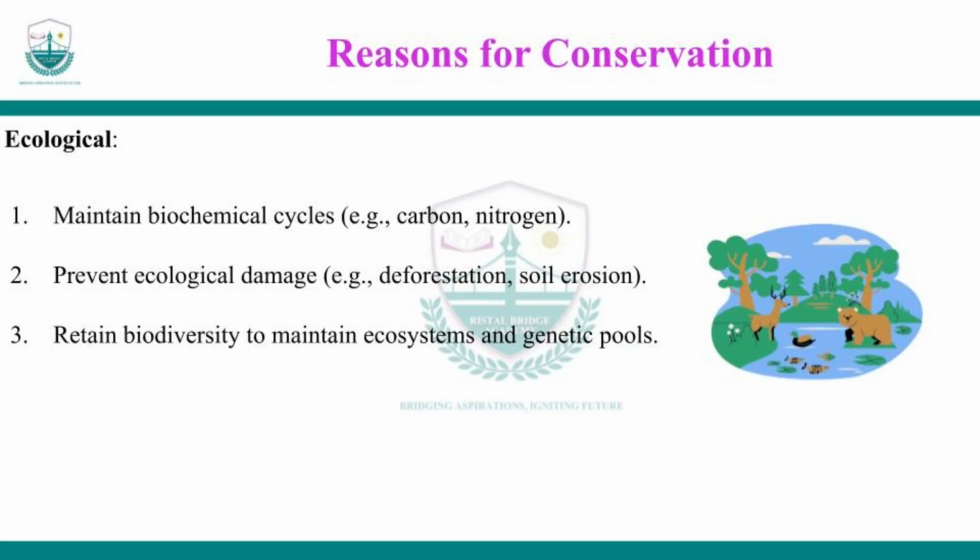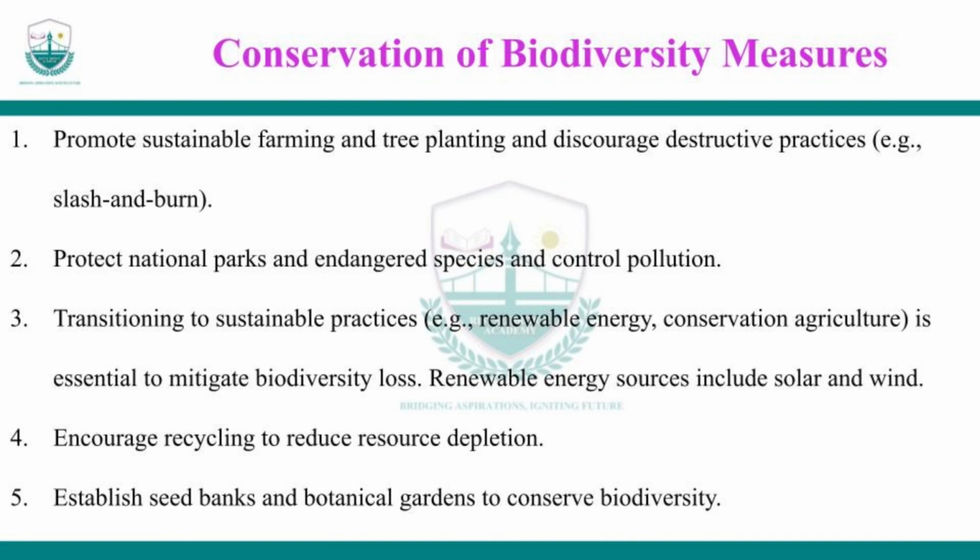Okay, so how can we conserve biodiversity practically? Sustainable farming. Encourage agroforestry and avoid slash and burn. For example, planting nitrogen-fixing trees in maize fields in Zambia helps crops and the environment. Protect parks and species. National parks like Serengeti or Virunga are safe zones, but they need funding and respect.